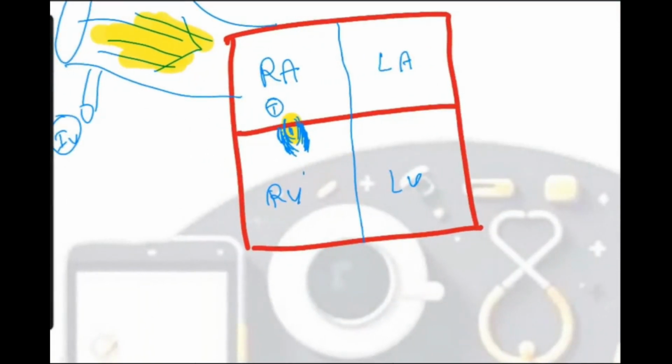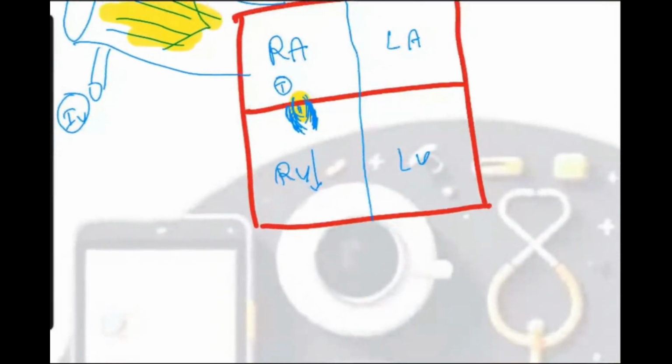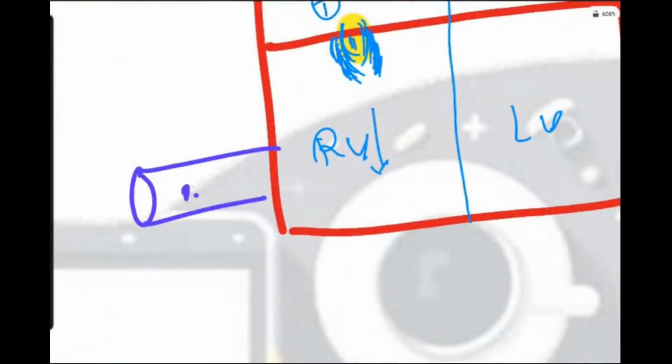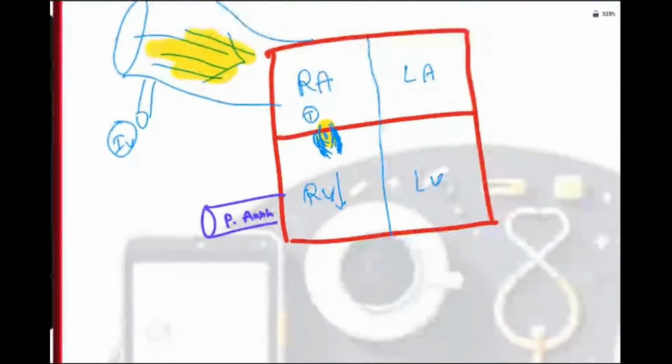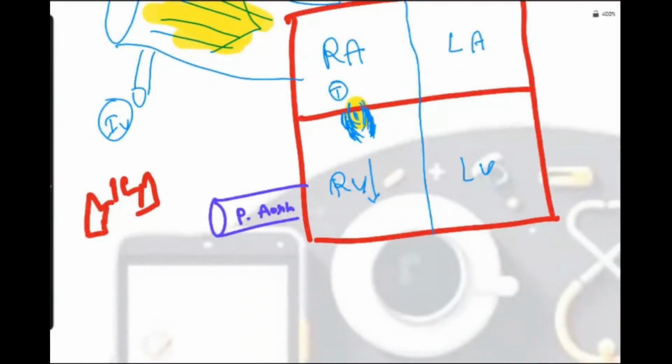Now the blood goes into the right ventricle, and from this right ventricle, the blood is pumped into the lungs through the pulmonary aorta, the big blood vessel. The job of the pulmonary aorta is to take blood from the right ventricle to the lungs. So we have lungs here, full of oxygen. What will they do? They will oxygenate the blood.